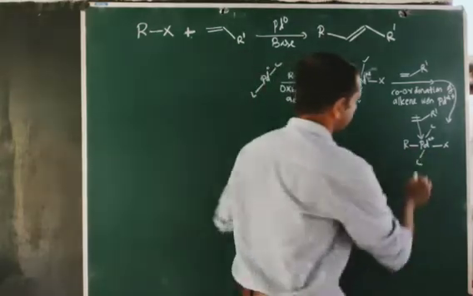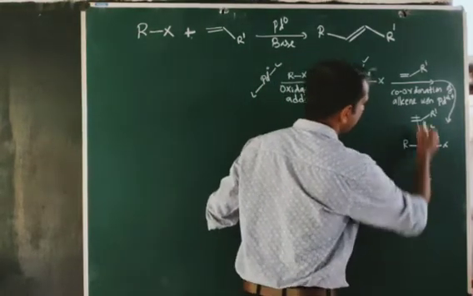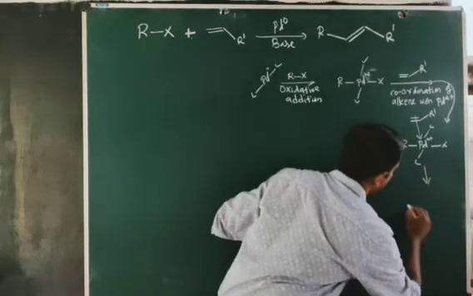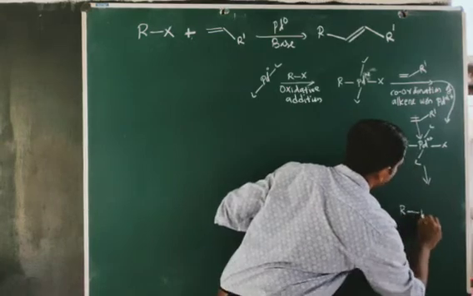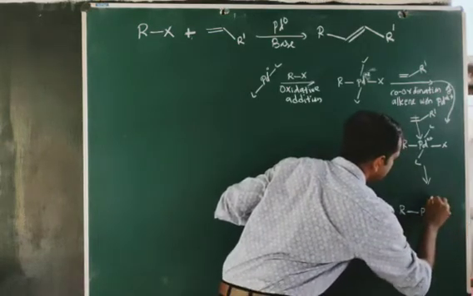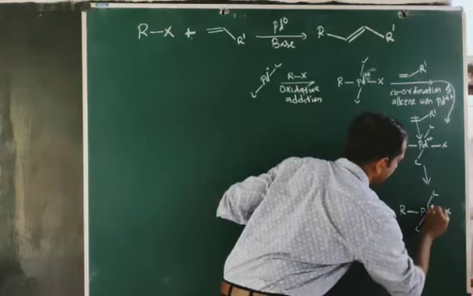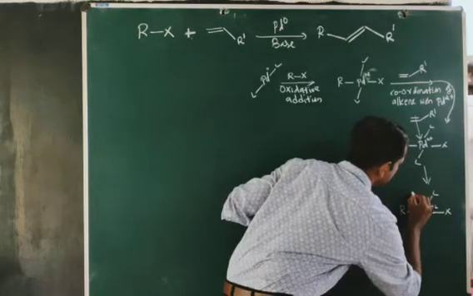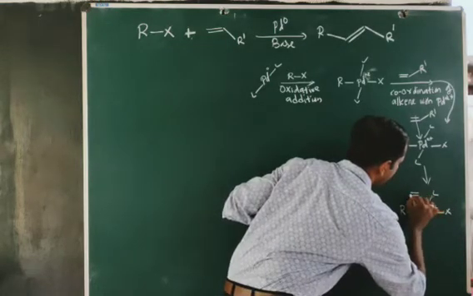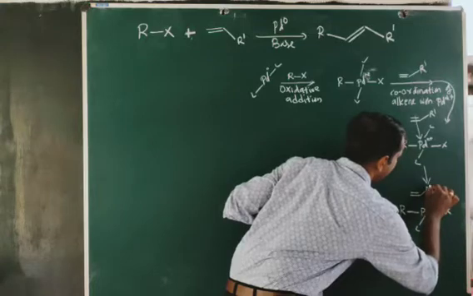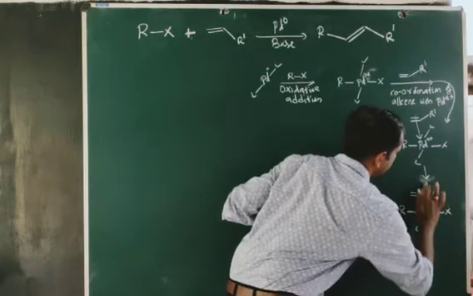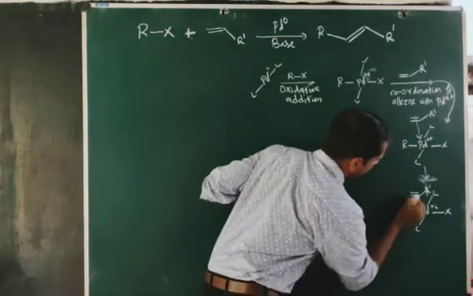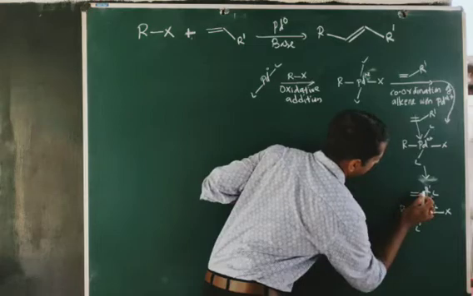And after that, what is happening? I am writing the same structure. R-Pd, then X, here it is L, here also L, of course it is in +2 oxidation state. This is our alkene, and here it is R'. The actual structure is CH2=CH-R'.